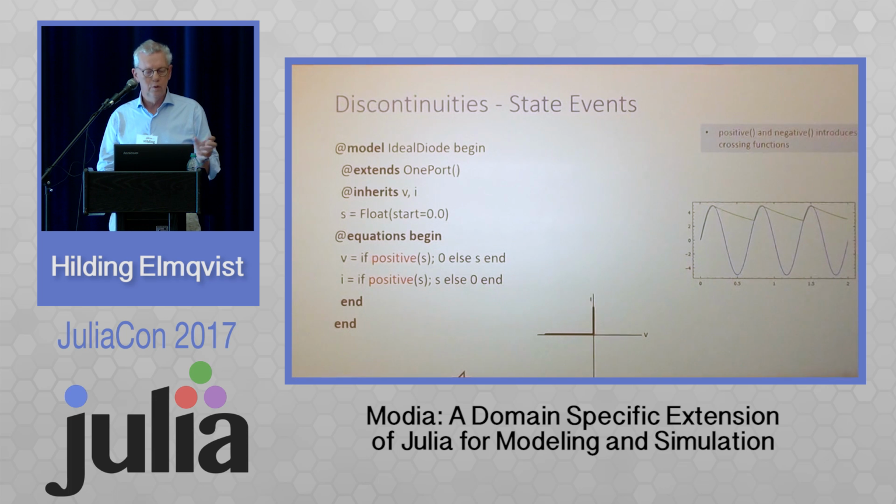We do handle discontinuities like state events. Typically, a numerical solver wants to have a crossing function when something significant is happening. We mark this by a function: positive, so if it's positive then 0, or else variable s. This is one way to describe an ideal characteristic of a diode, for example. And then this crossing, this event here, is detected with high precision.